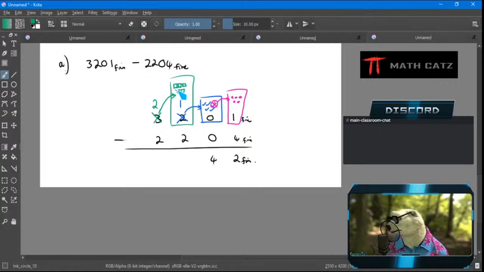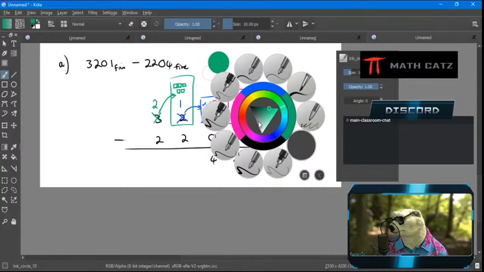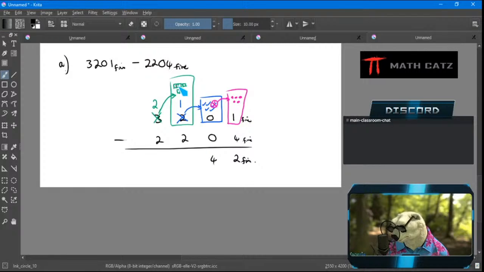So I have in this column 6. 6 take away 2 is 4. 2 take away 2 is nothing. And there we go. So that's equal to 4, 4, 2, base 5. How much is that? I have no idea. I don't even care. It's not the question. The question is to apply the written method for subtraction.